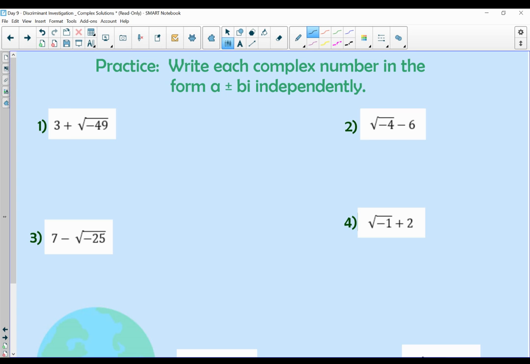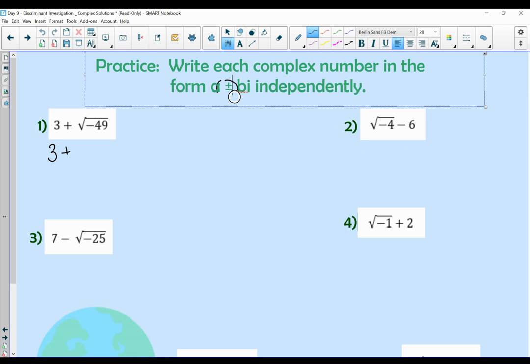So for the first one, the real part stays 3. It's already first, so I can just leave it as 3, plus, and notice here I'm not writing plus or minus. I'm just writing plus because that's what I see. We write plus or minus here because we don't know if it's going to be a positive sign right here or a negative sign like these. So don't change it to a plus or minus. Whoop, it's not letting me erase it.